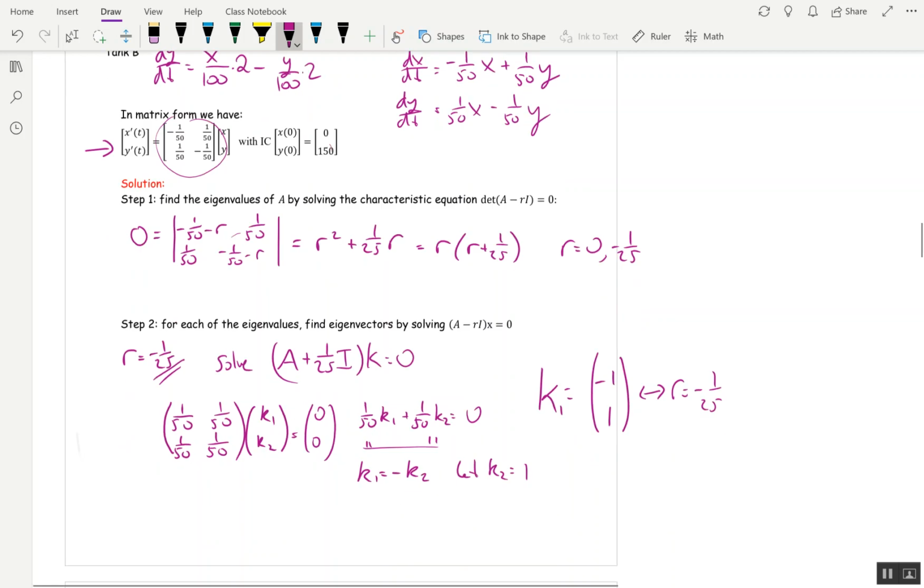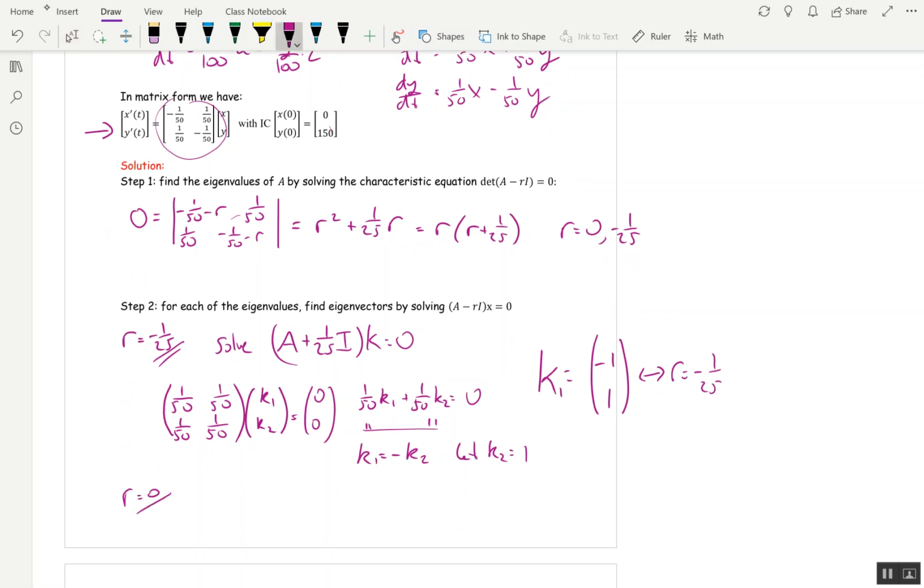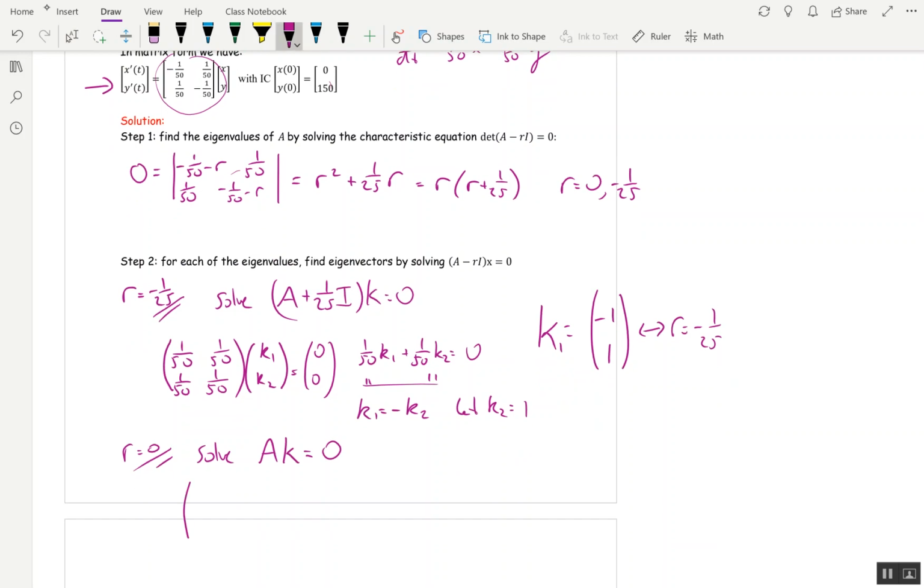All right, now let's do the exact same thing for R equals 0. Now I want to solve A minus 0 times I times K equals 0. So AK equals 0. So A was -1 over 50, 1 over 50, then 1 over 50, -1 over 50, K1, K2. These are always really simple to solve, these systems. So this gives me -1 over 50 K1 plus 1 over 50 K2 is 0.